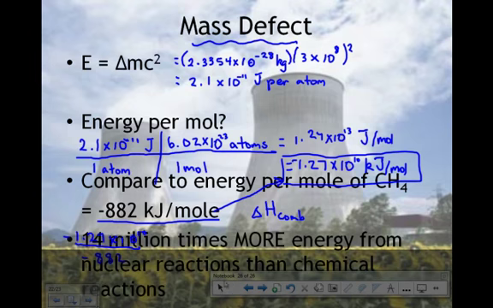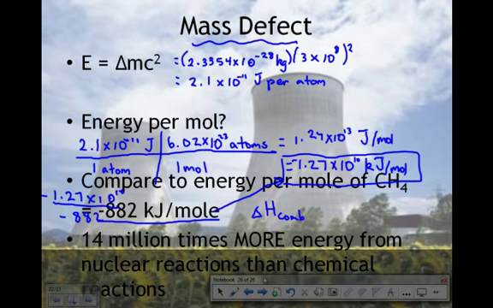Here's what I get. I find that the mass defect gives us an energy that is 14 million times more energy from a nuclear reaction than from the chemical reaction of the combustion of methane. That's tremendous. 14 million times more energy is a prodigious amount of energy. So look why scientists care so much about this.